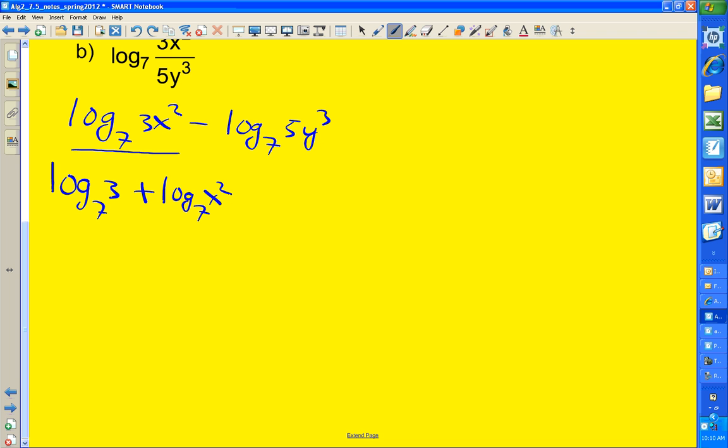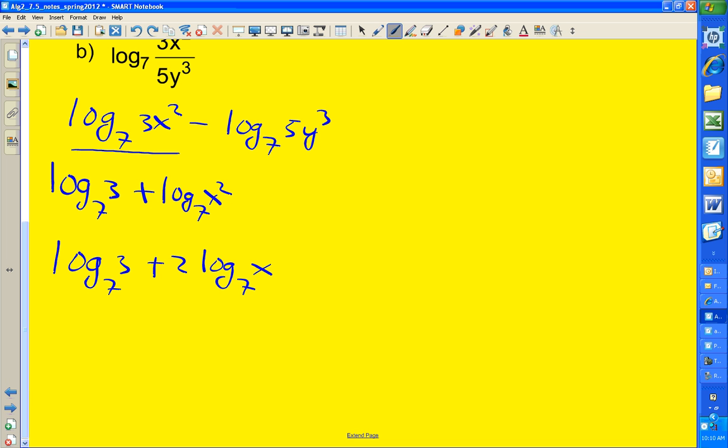Use the power property. So where does it go? In front. Drop that 2 in front of this log. And again, the log base 7 of 3 just stays the way it is. We're good. And I suspect that if you could do this side of the problem, then the log base 7 of 5y cubed should also work out okay.